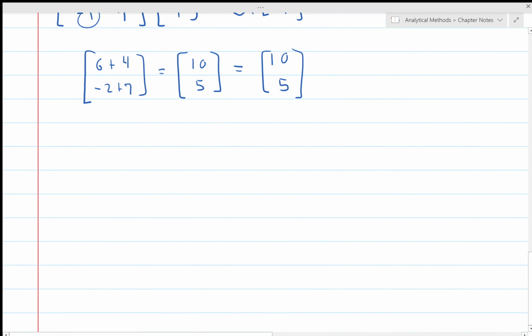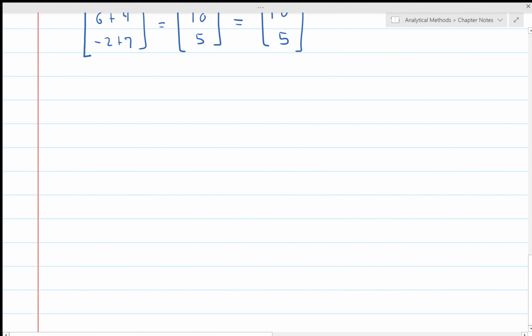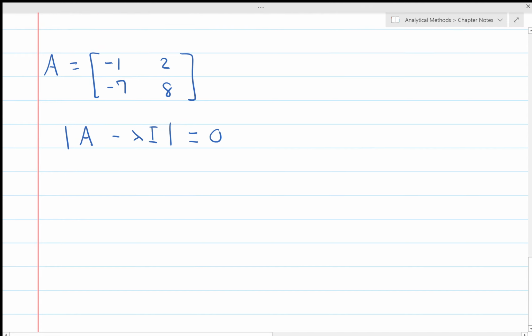Let's run through another one really quickly. So my new matrix here, matrix A again, it's going to be -1, 2, -7, and 8. We start off with A minus lambda I. The determinant, or characteristic equation, A minus lambda I is equal to 0. So I'm going to have -1 minus lambda, 2, -7 untouched, and then 8 minus lambda. And I know that has to equal 0, so let's do our determinant multiplication here.